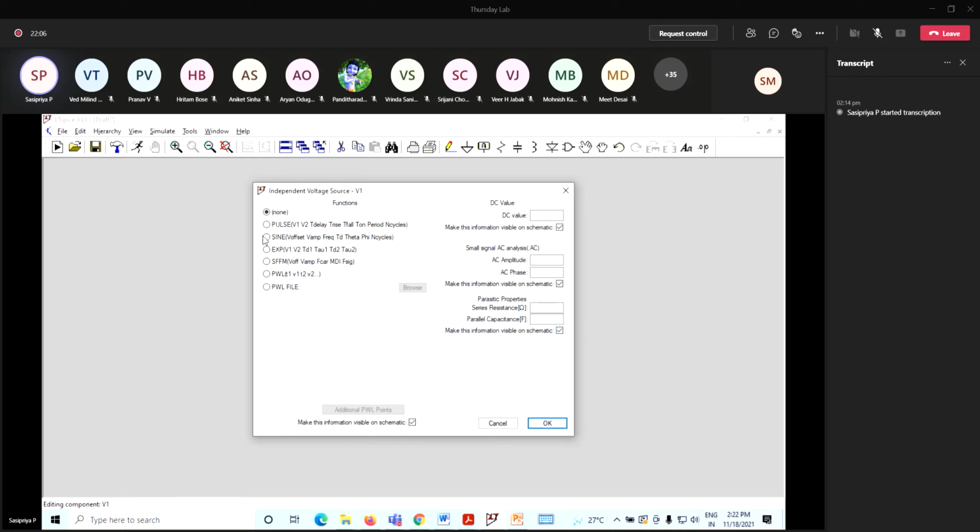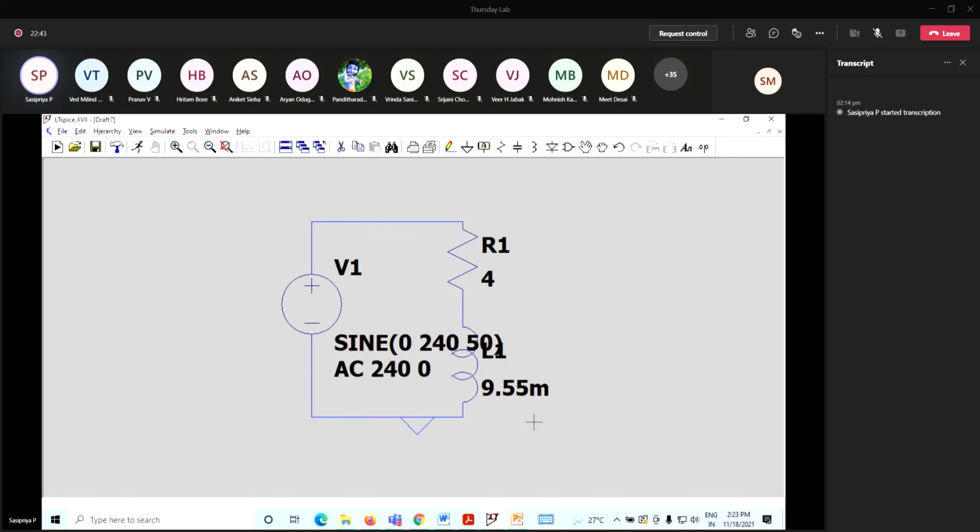Advanced. Let me repeat. Select the sinusoidal signal. When I want to simulate using transient analysis, I need to substitute the values over here. When I want to simulate using AC analysis, just write the values over here. So amplitude is 240 volt and phase is 0. Frequency is 50 hertz and amplitude is 240 volt. Click on OK. So let us write the values here.